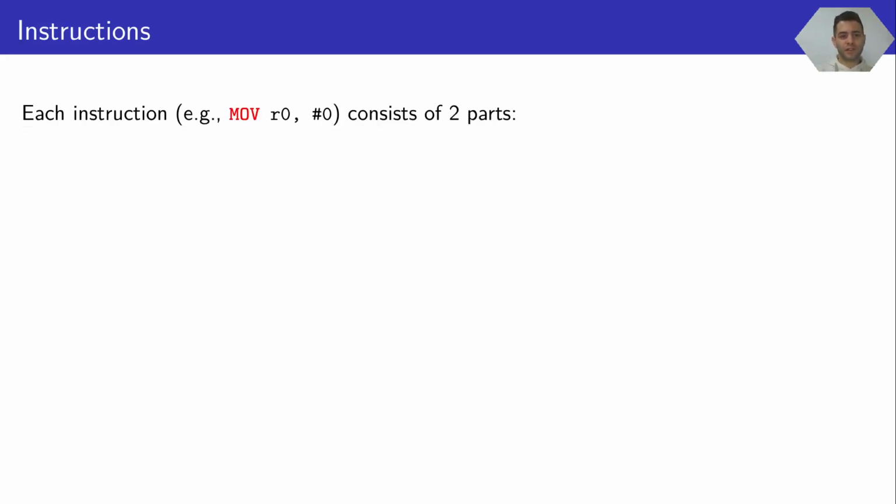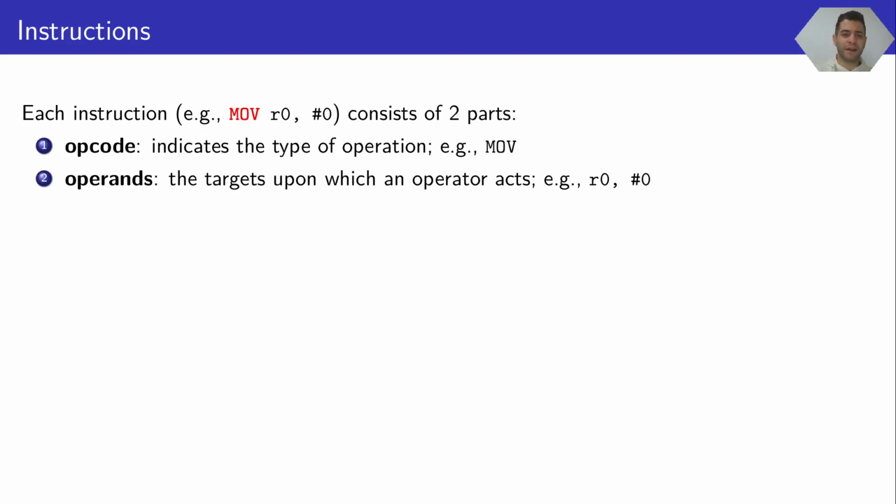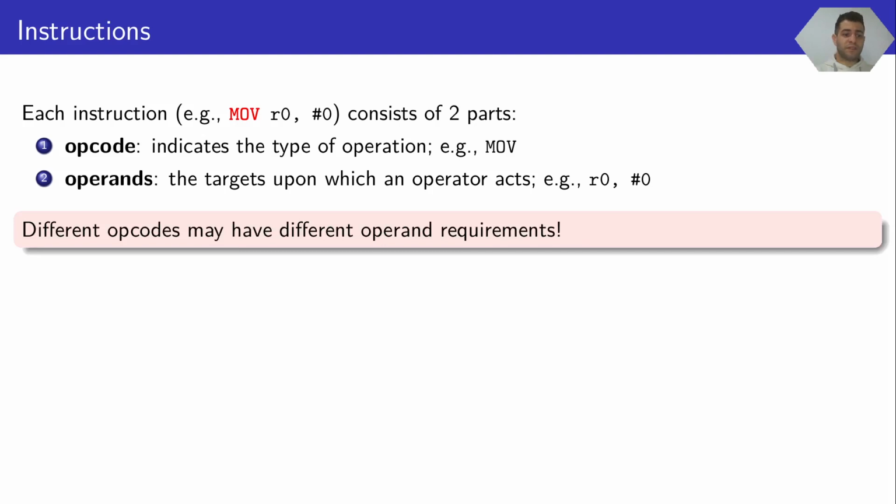So each instruction consists of 2 parts. In this case, we are considering mov r0, 0. The first part is the opcode that indicates the type of operation. In this case it is mov. And then the operands, which are the target of our operation, in this case R0 and 0. Obviously, different opcodes may have different operand requirements, and this is exactly what we're going to see in this part.